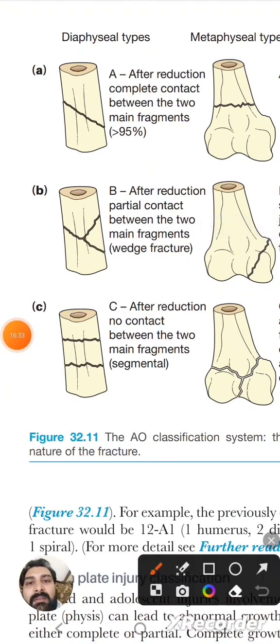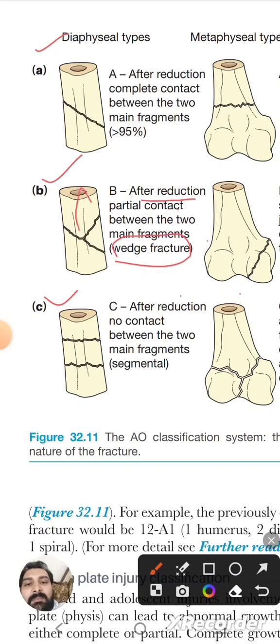If there is a simple fracture, it is A. If there is a wedge fracture, it is B. If there is a complex or segmental fracture, it is C. What is a simple fracture? When after reduction there is complete contact between the two main fragments, it is a simple fracture. It can also be transverse, spiral or oblique. When there is partial contact between the two main fragments after reduction, and there is a wedge, it is a wedge fracture. When there is no contact between the two main fragments after reduction, it is a segmental fracture. So simple fracture A, wedge fracture B, and complex or segmental fracture C.